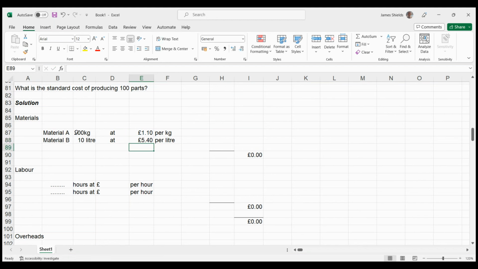So material A then, we have 200 kilograms at £1.10 per kilogram. So the total price there is going to be the 200 kilograms times the 1.10. So it's a total of £220 then. Material B, it's 10 litres at £5.40 per litre. So 10 times £5.40 is going to be £54. So the total material cost then will be the £220 plus the £54, giving us a total of £274.